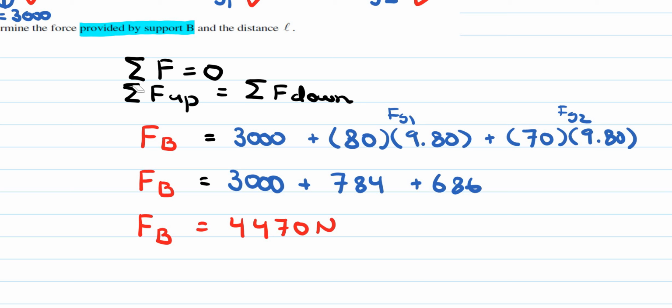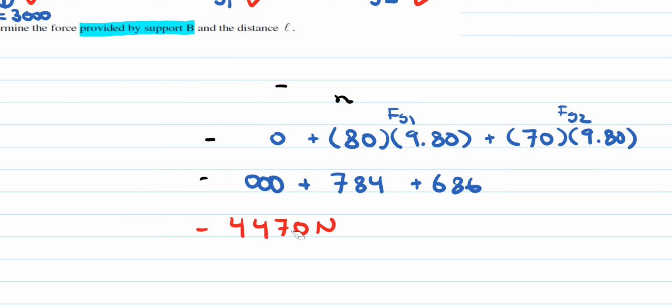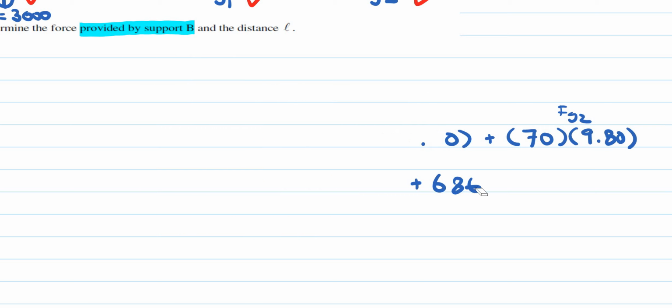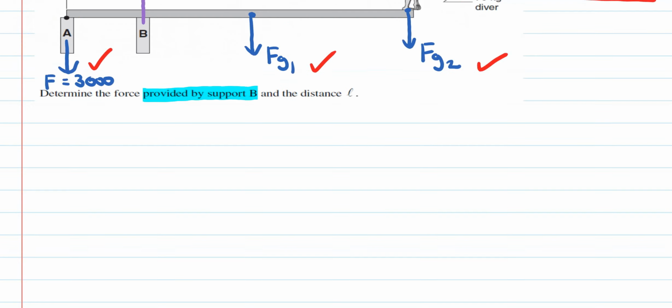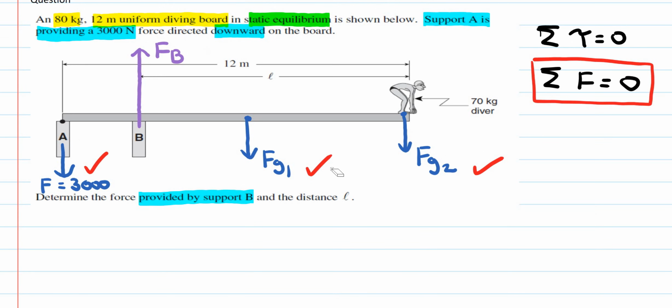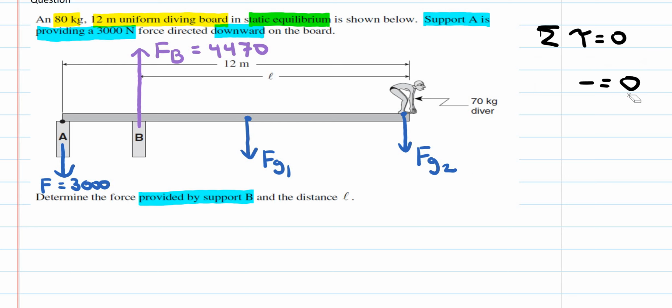Okay, I'm just going to erase all this here because we're done with the translational equilibrium concept. Force B, we just found out, is 4,470 newtons. So now we're done with translational equilibrium.